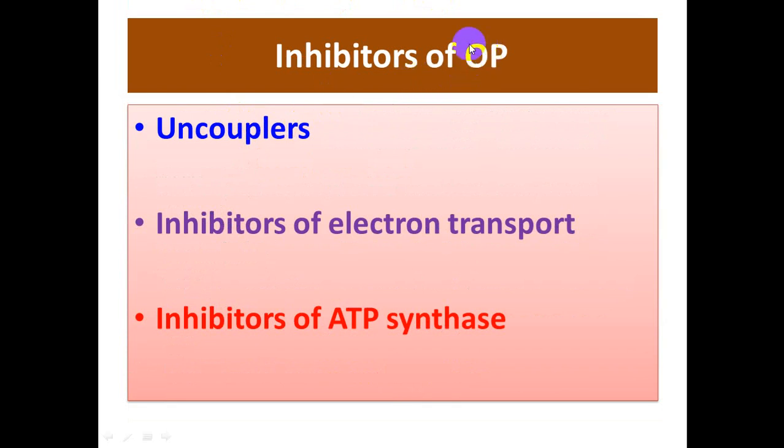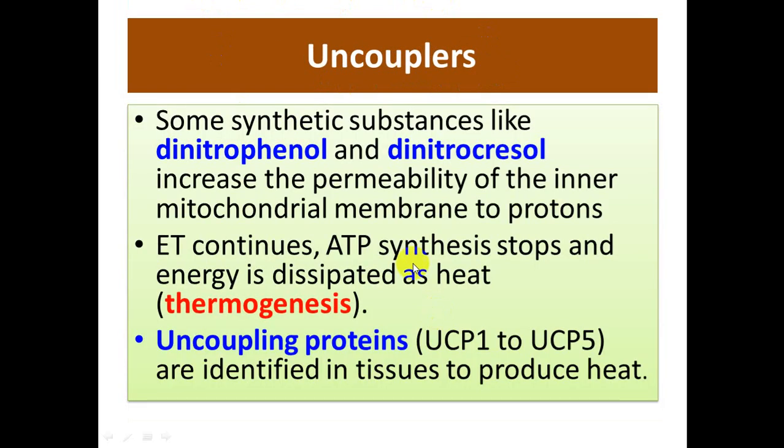Inhibitors of oxidative phosphorylation are the uncouplers, inhibitors of electron transport, and inhibitors of ATP synthesis. The uncouplers are some synthetic substances like dinitrophenol or dinitroglycerol that increase the permeability of the inner mitochondrial membrane to protons.